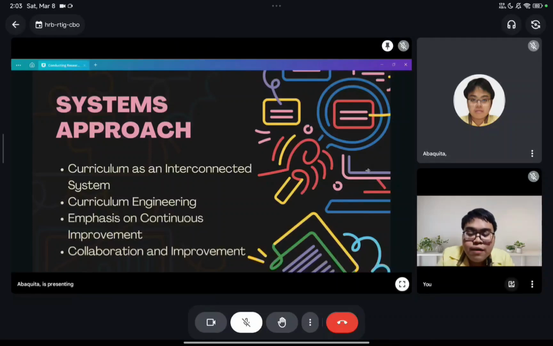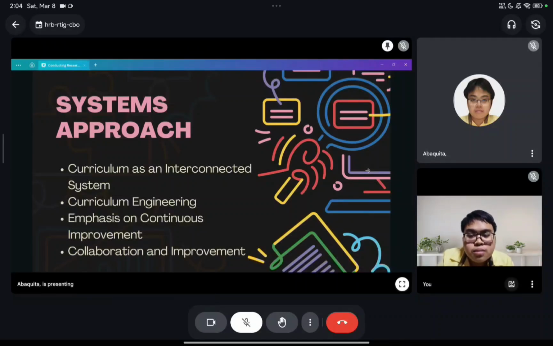Third one is the emphasis on continuous improvement. The systems approach is linked to ideas like total quality management or TQM, which focuses on quality and constant growth. Data is collected to measure how well the curriculum is working, and adjustments are made as needed.